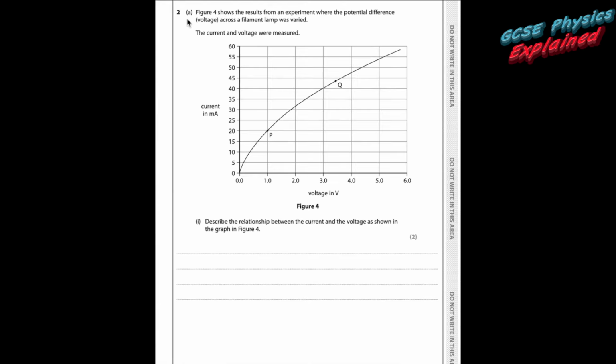Question 2. Part A. Figure 4 shows the results from an experiment where the potential difference, which is the voltage, across a filament lamp was varied. The current and the voltage were measured. Right, there's a current voltage graph. Part 1. Describe the relationship between the current and the voltage as shown in the graph in figure 4. 2 marks. Easy peasy. As the voltage increases, the current is increasing and it's a curve, so you say it's non-linear.